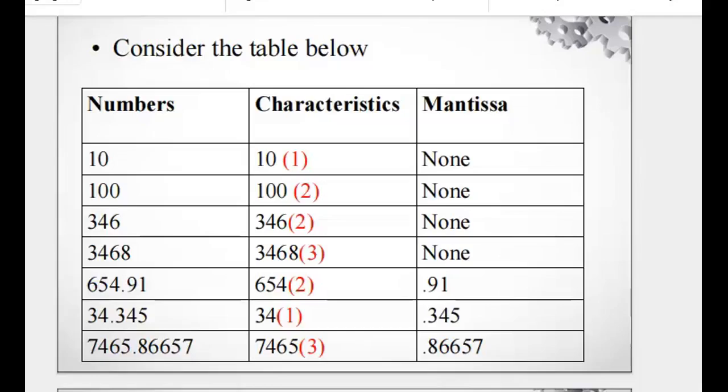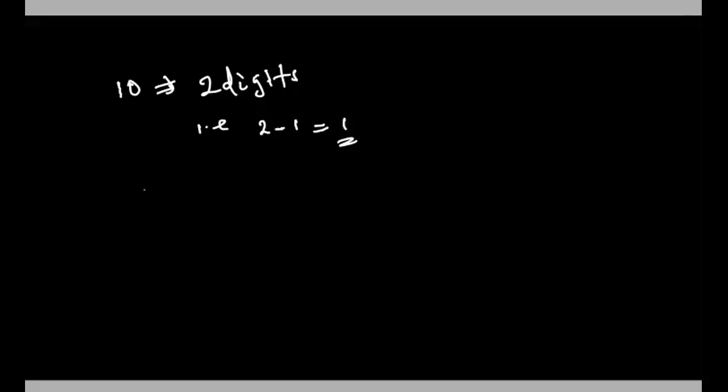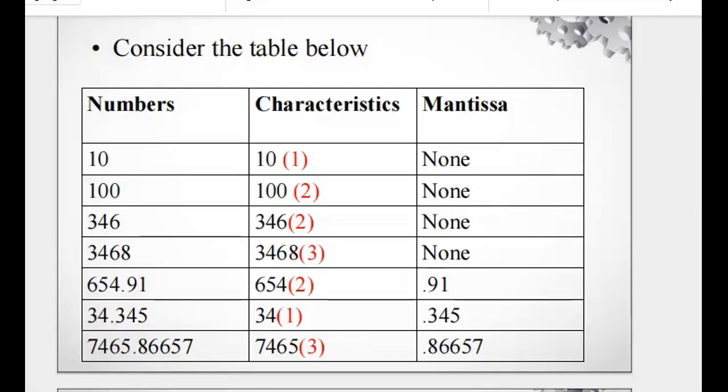Now for 100, what is it? 100 has 3 digits: 1, 0, 0. It has no decimal, so it won't have any mantissa. Now it has 3 digits, 1, 0, 0. So I'll write it this way: 3 digits. That is, I'll just do 3 minus 1, which is equal to 2, and therefore 100 has 2 as the characteristics.